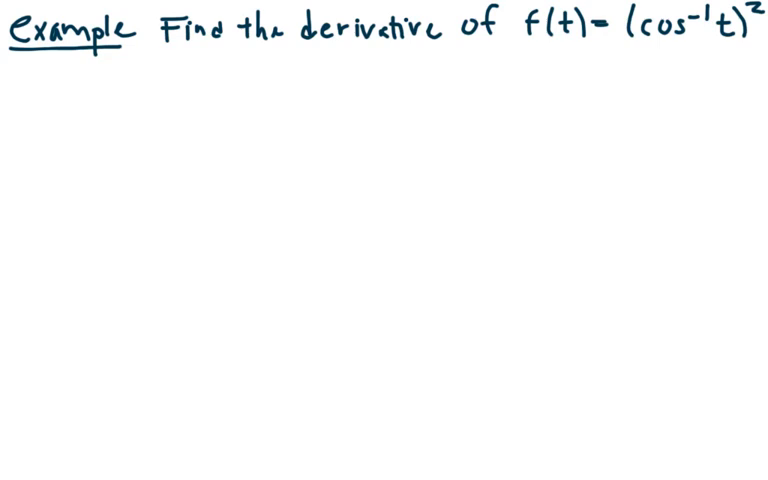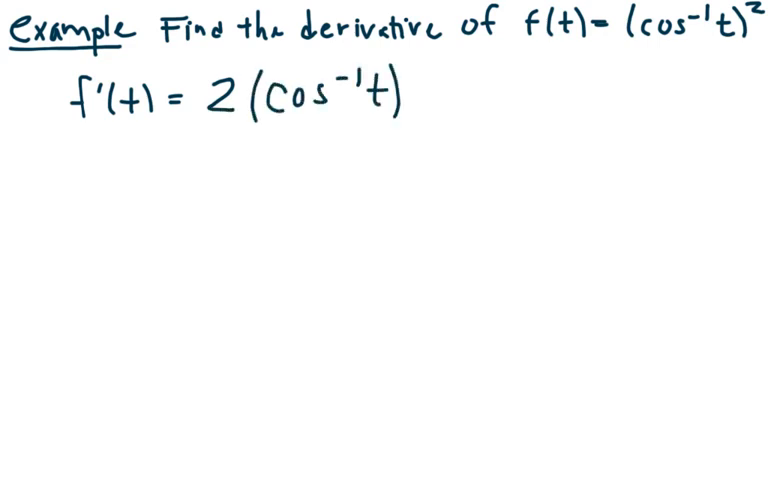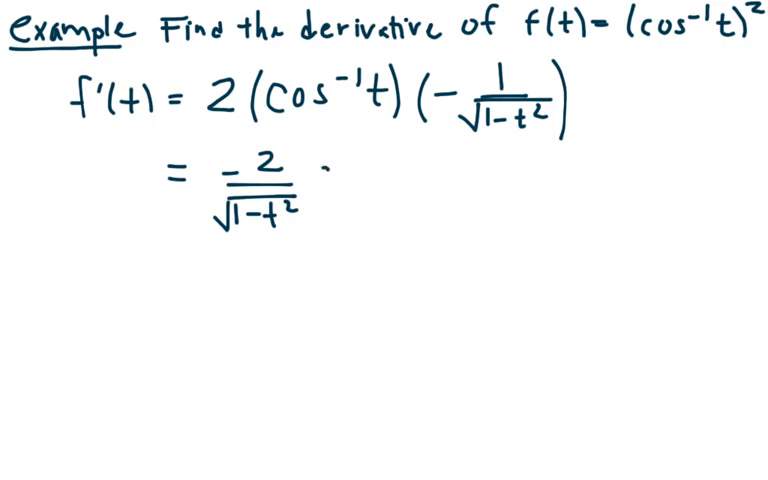Next example. I'm going to find the derivative of f of t, where f of t equals the cosine inverse of t, the quantity squared. Again, we are going to apply the chain rule. F prime of t is equal to 2 times cosine inverse of t times the derivative of cosine inverse of t, which is minus 1 over root 1 minus t squared. Simplifying that a little bit, we get minus 2 over root 1 minus t squared times cosine inverse of t. So that is a couple of different examples of inverse trig functions.